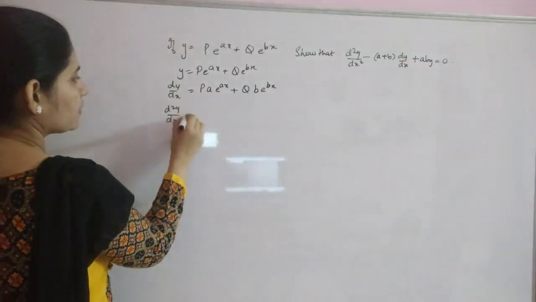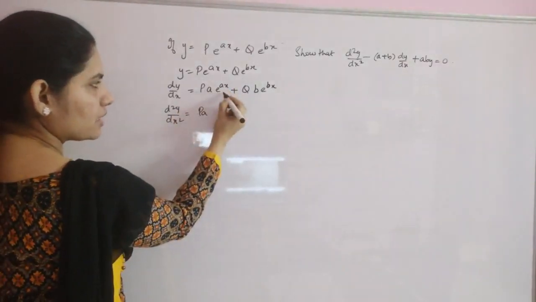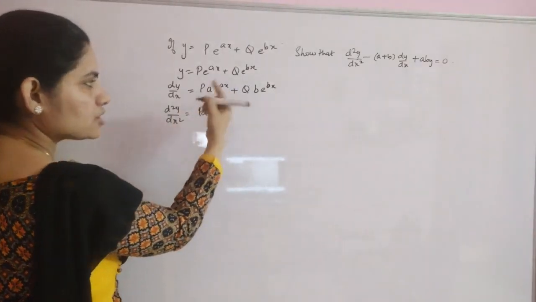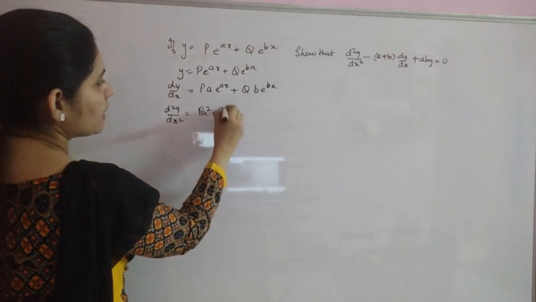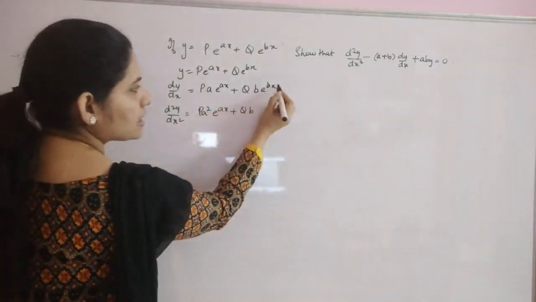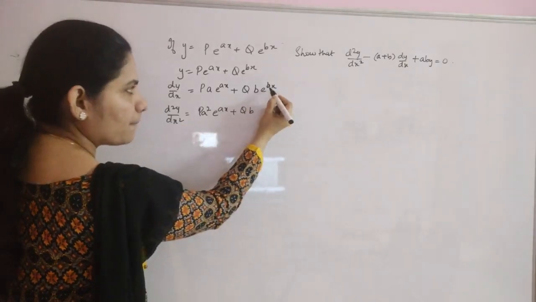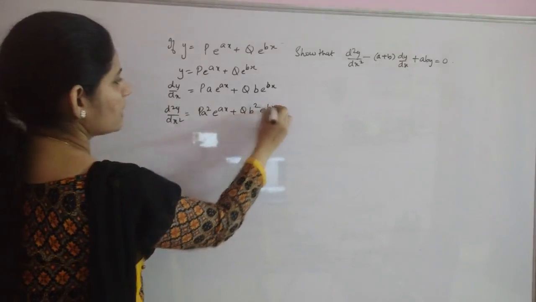Now for the second derivative, pa is constant, again differentiating e raised to ax, you will get e raised to ax into a. So a into a will become a square, p a square e raised to ax plus q into b is a constant, again e raised to bx, the derivative will give you b e raised to bx. So this will become q b square e raised to bx.